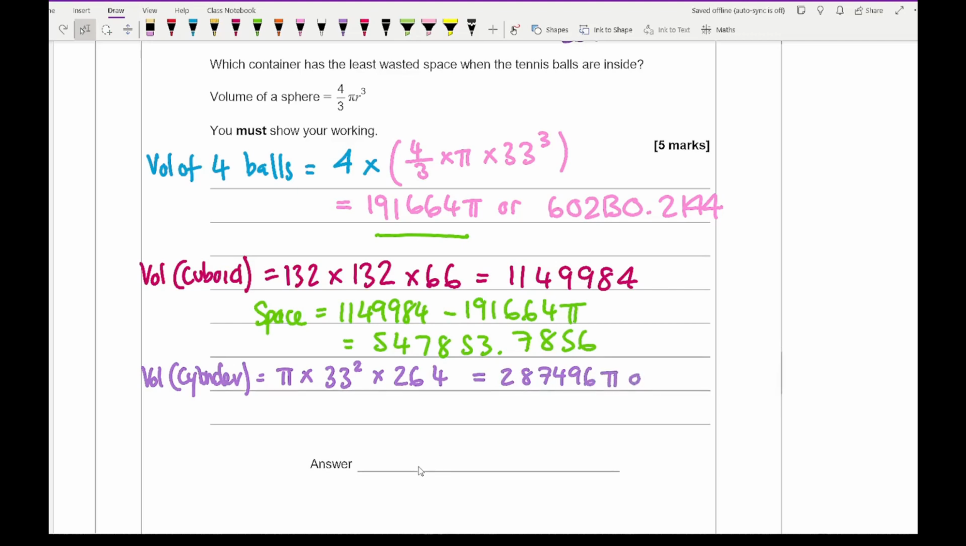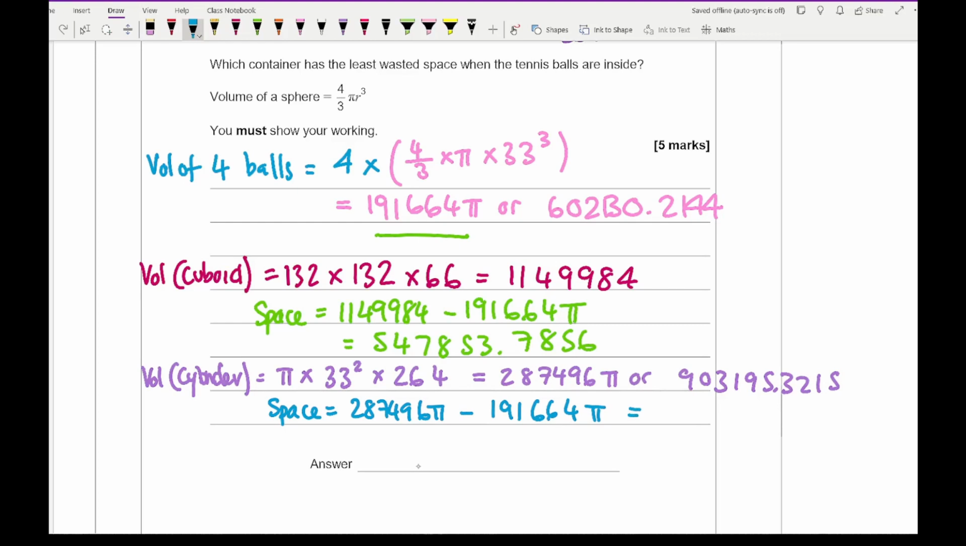287,496 pi, or 903,195.3215. So then the space for this is going to be those two numbers take away, so it's going to be the volume, which is 287,496 pi, minus the volume of the balls, which is going to be 191,664 pi, and that gives me a total space of 301,065.1072. So the question is, which one has the least amount of wasted space?